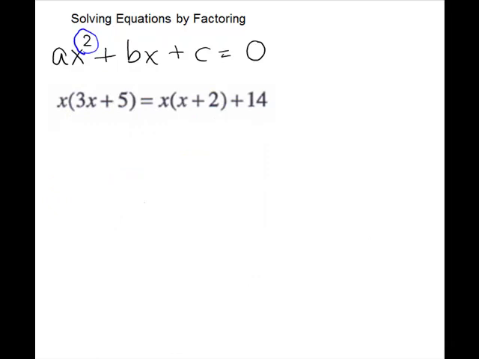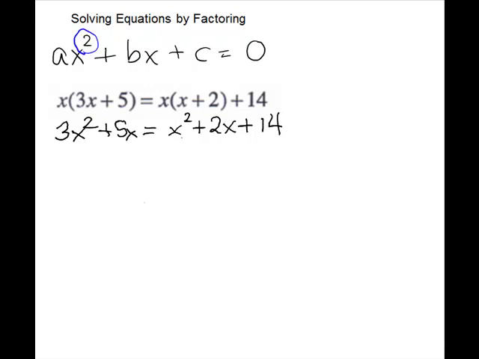We'll look at one more problem. This one is going to have to be multiplied out before we can do anything with it. It would be x squared, though. So we'll distribute on the left, gives us 3x squared plus 5x. Bring your equals down. We'll distribute on the right, gives us x squared plus 2x plus 14.